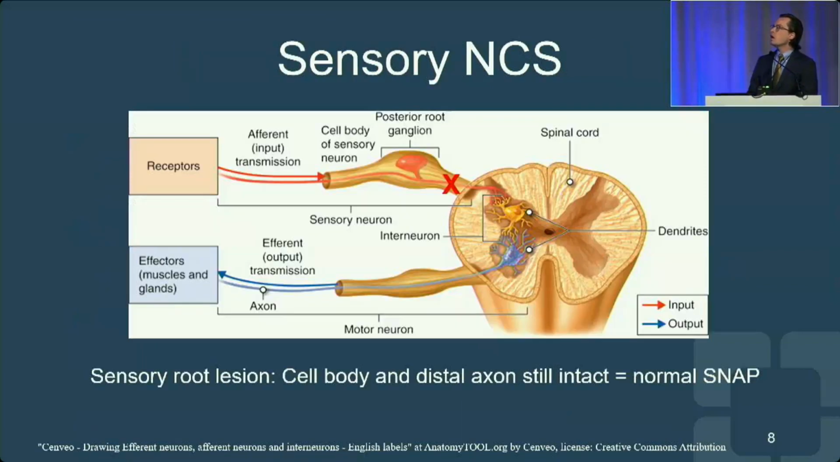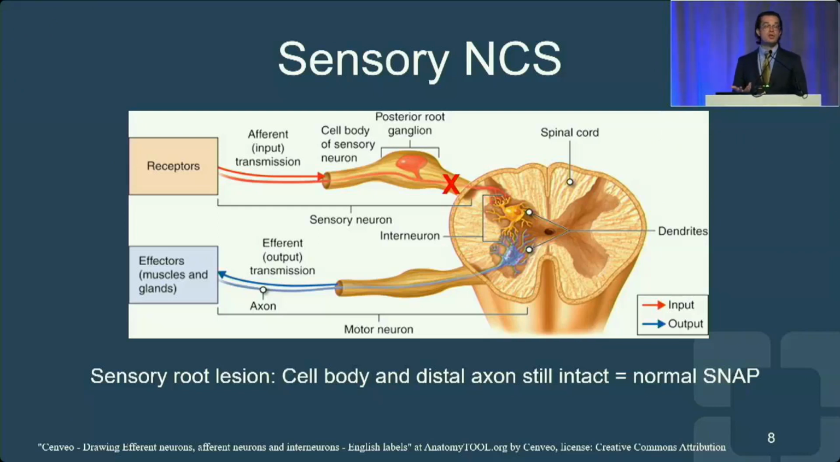And the reason is, we have to review a little bit of the anatomy of the sensory nerve. Remember, the sensory nerve is a bipolar nerve. Its cell body is here in the dorsal root ganglia. It has a proximal axon that connects the dorsal root ganglia to the spinal cord, and a distal axon that connects the dorsal root ganglia to whatever the sensory receptor is. In processes that affect just the proximal axon, as in this case, the distal axon, which is the one that we test on our nerve conduction studies, generating our sensory nerve action potentials, is still connected to its cell body, and so it remains intact.